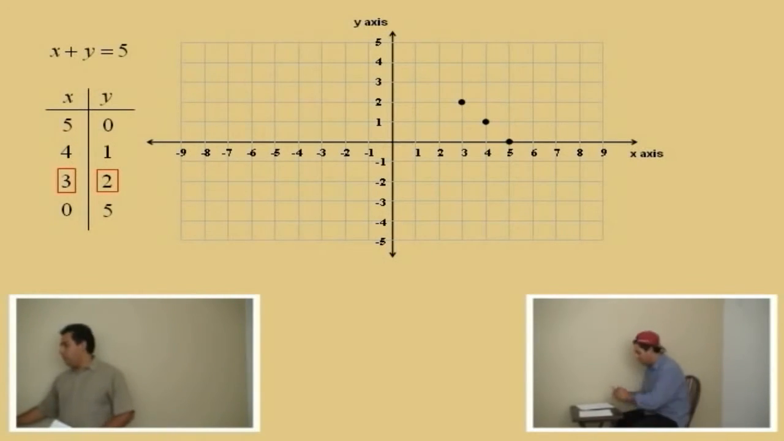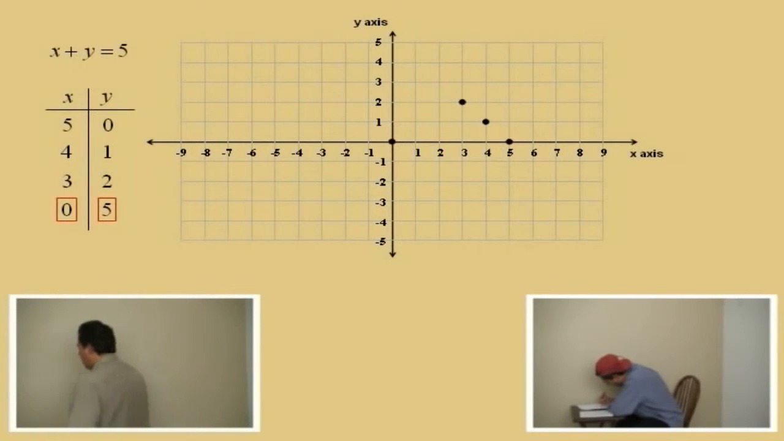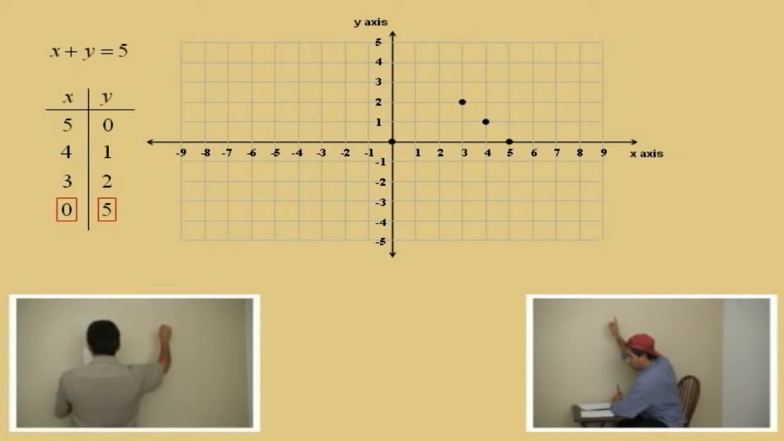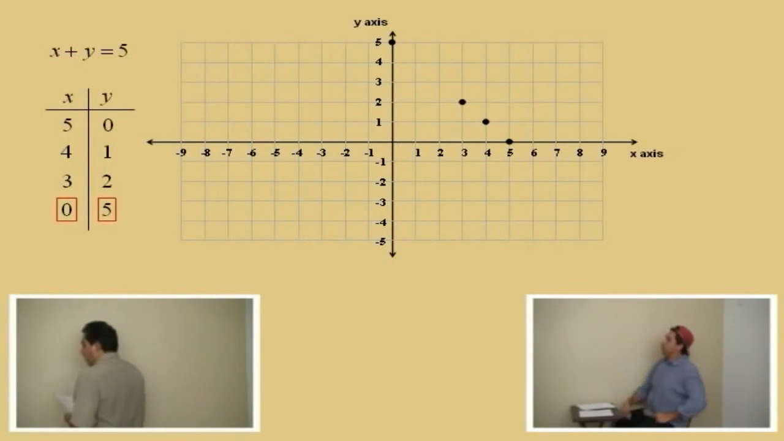Okay, we got one more point, and that'll be the 0, 5, right? X equals 0 now. We're at the origin. We don't move anywhere. We simply have to move which way, Charlie? Up 5. Up 5. There we go.